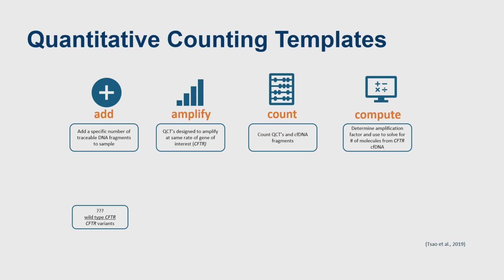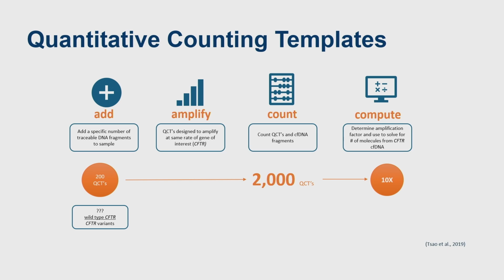And once you do your amplification process and you get to all those sequencing outputs, you're going to start counting what you have. And what that is going to end up with is an increased number of QCTs because they would have been amplified. And you can use that equation to figure out how many CFTR fragments you're starting with in that original sample. So it is kind of a backwards math equation, but here's an example.